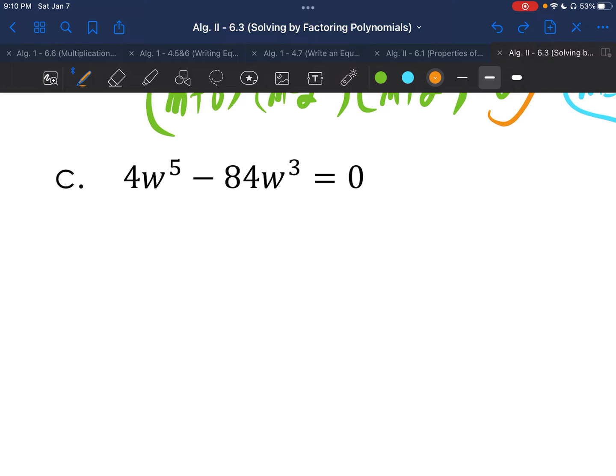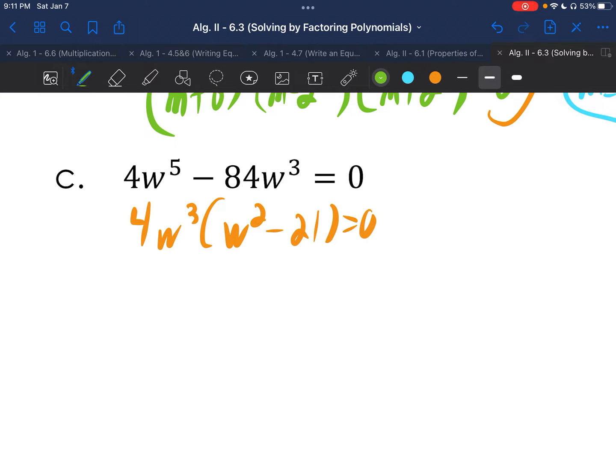Letter C. Might be a good idea to try this one on your own. You'll end up with a square root answer though. So this has a GCF and it is equal to 0. GCF is 4w cubed, and we're left with w squared minus 16 equals 0. So, not 16, let me try that again. Minus 21 equals 0.